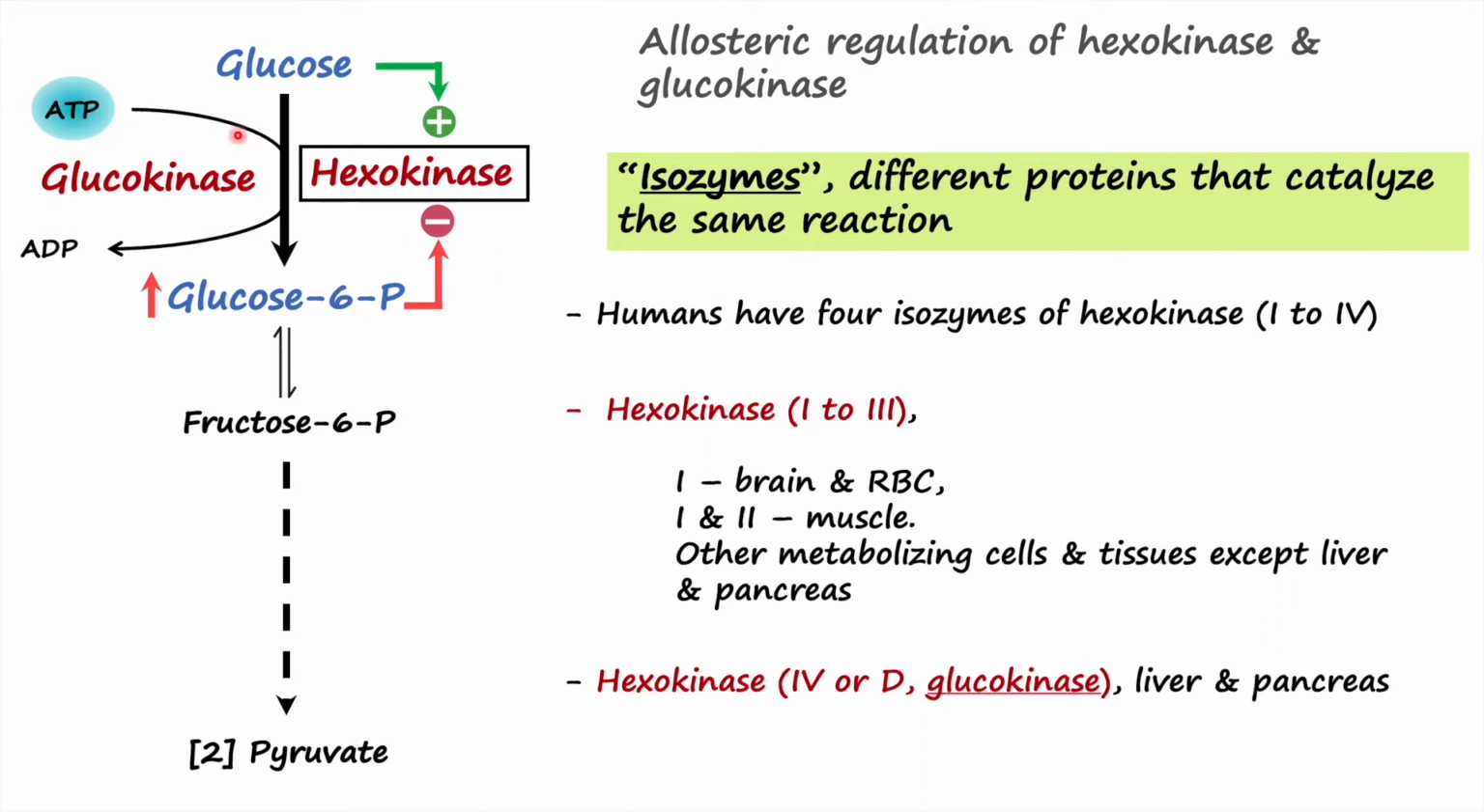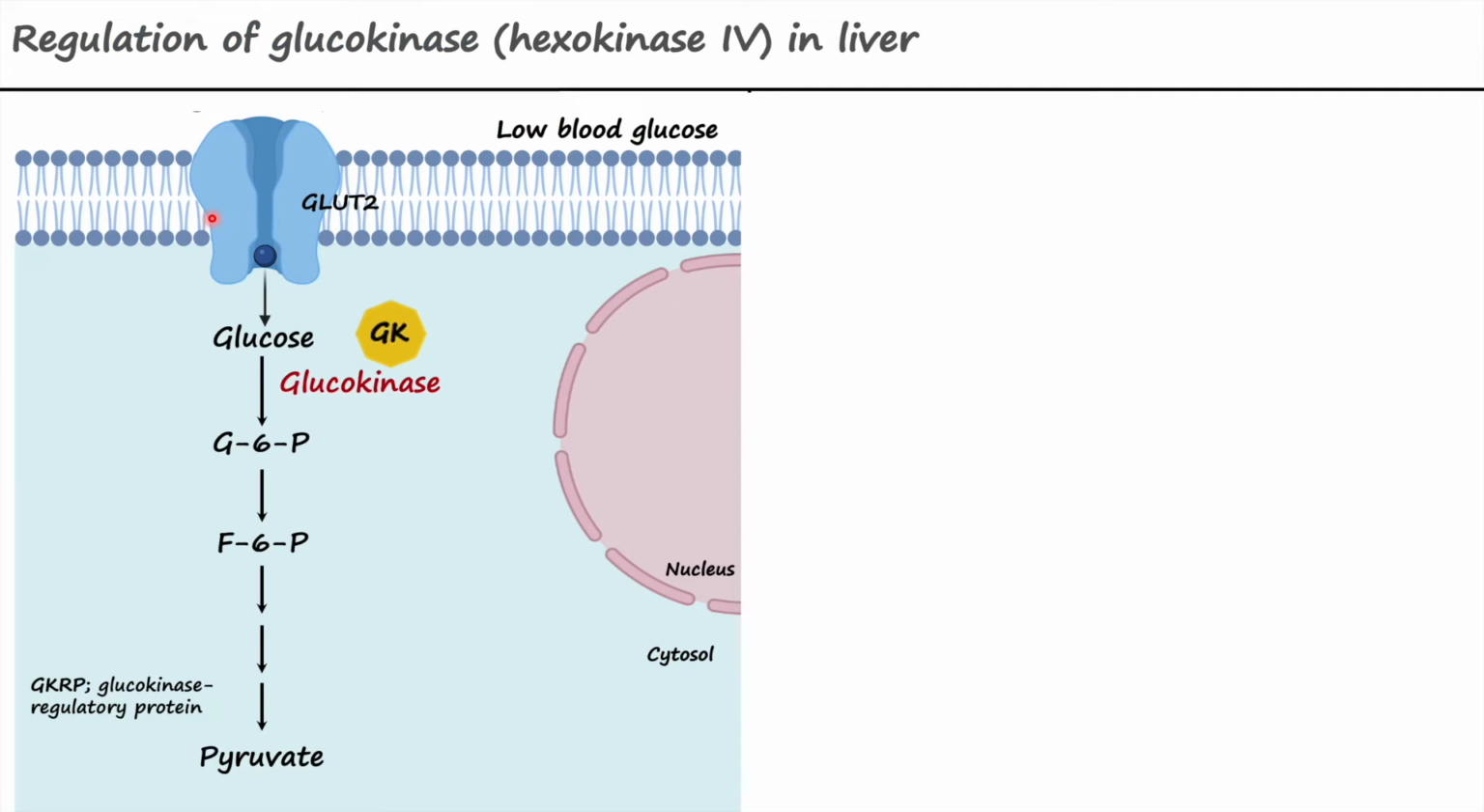So overall, the hexokinase enzyme is allosterically activated by its substrate glucose, whereas it is allosterically inhibited by its product glucose 6-phosphate. So now let's talk about how the glucokinase enzyme is regulated in the liver. Unlike hexokinase, the glucokinase enzyme is not allosterically inhibited by its product glucose 6-phosphate. Instead, glucokinase is allosterically inhibited by fructose 6-phosphate in the liver. And there is one very interesting mechanism by which fructose 6-phosphate inhibits glucokinase in the liver.